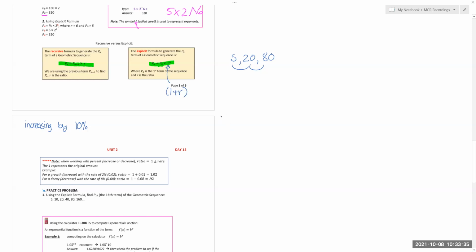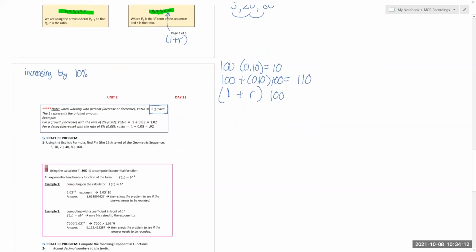Because in order to increase by 10, say we started with 100 things. If we take 10% of that, it's just 10. That's not an increase. So we're doing 100 plus 10% of 100, which is the 110. So the 1 is the original 1. There's my R, and then I'm multiplying it by that 100. So if it's a percent, it's 1 plus or minus that number. So if it's a growth rate of 2%, then your R is 1.02. If it's a decrease rate of 8%, then it'd be 1 minus the 0.08 or 0.92 for your R.